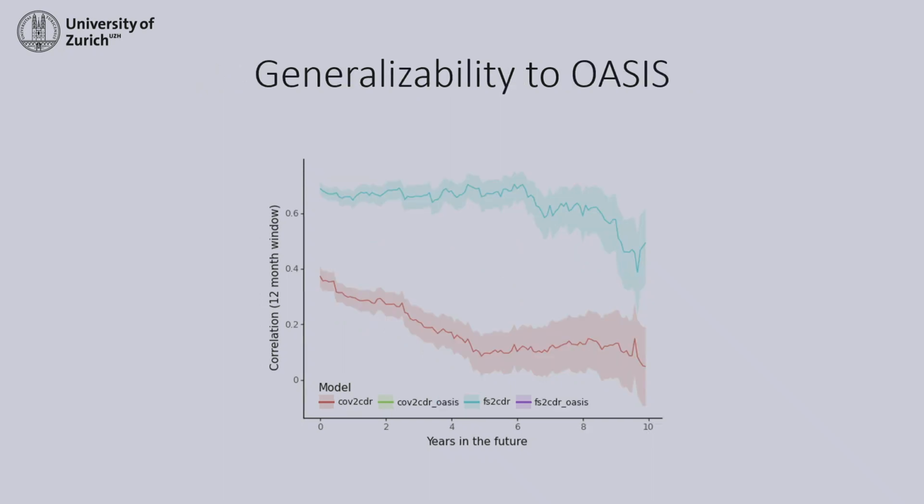And I also go and apply, so yeah, the colors do not match, but here I have the FreeSurfer and the covariate model in ADNI.